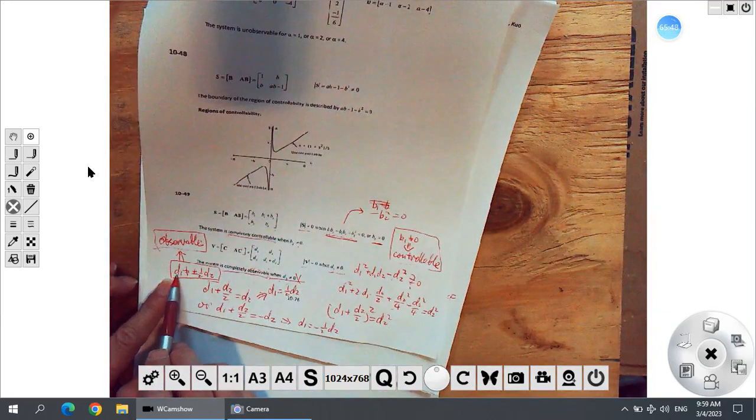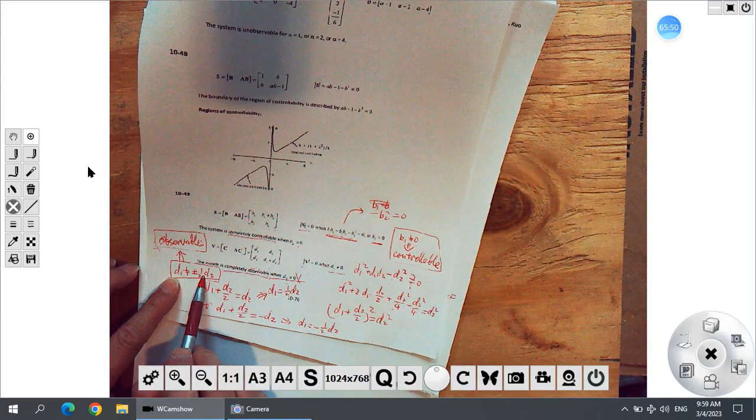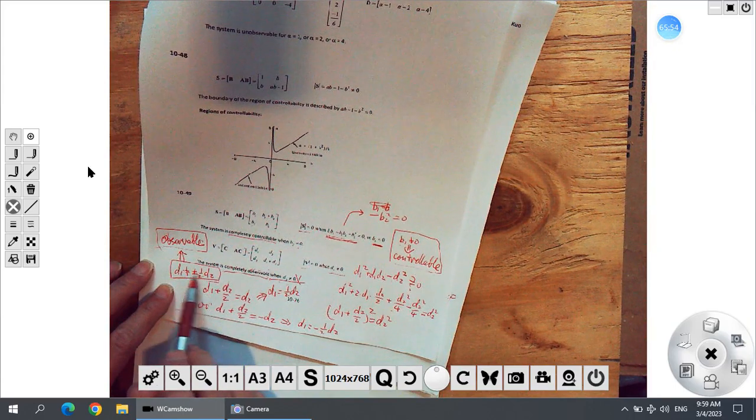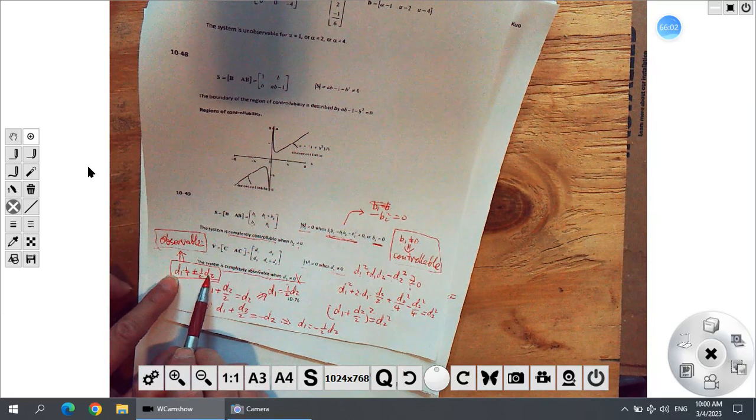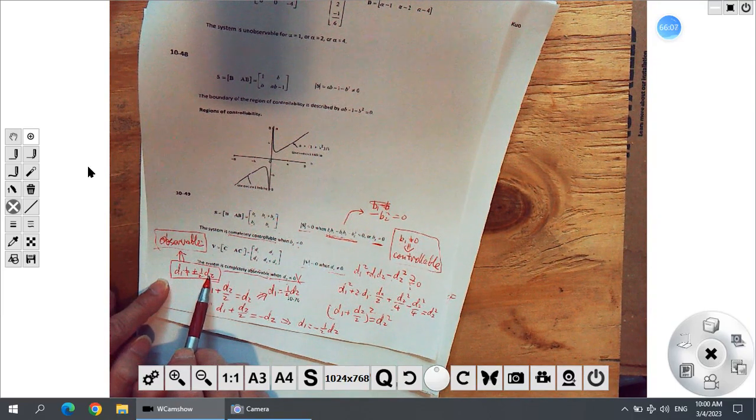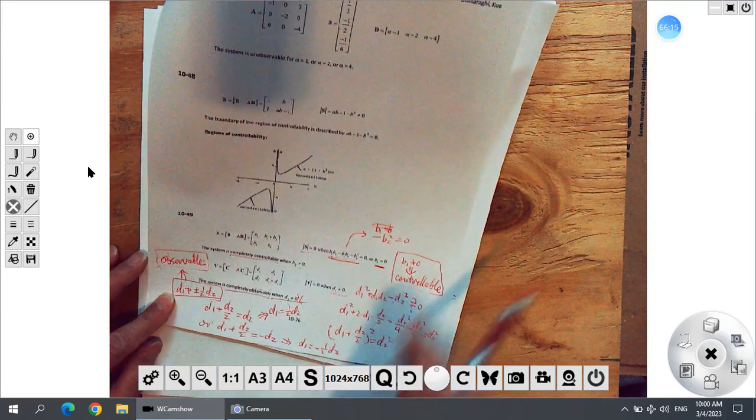And also here D1 and D2, you can choose any value, just do not let one be half of the other. For example, if D2 is 2, then D1 cannot be positive or negative 1. If D2 is 6, then D1 cannot be positive or negative 3. You can choose any other values. All right. Okay, that's all for this lecture.